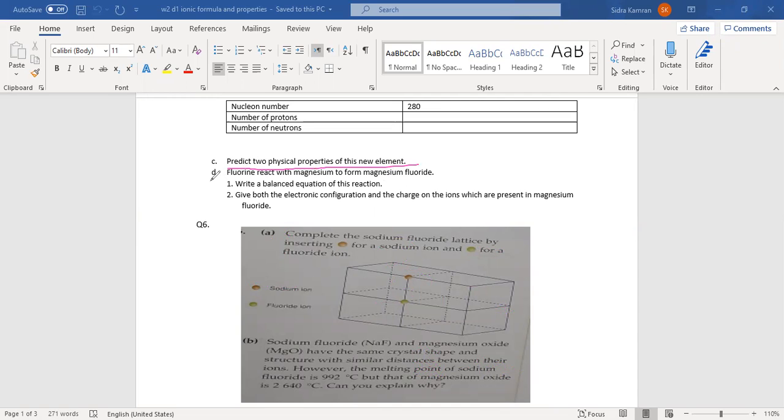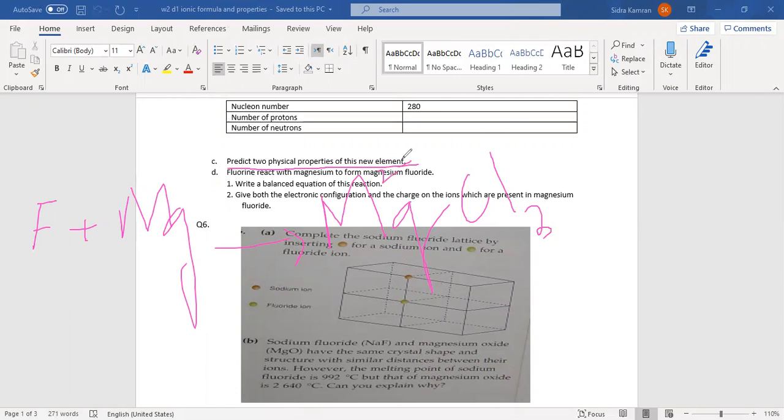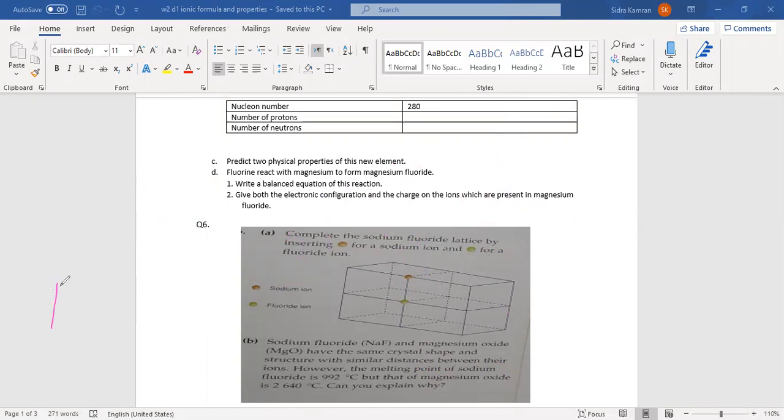Next is D. Fluorine reacts with magnesium to form magnesium chloride, MgCl2. The product will be MgCl2 because magnesium has a 2 plus valency and chloride has a 1. To balance this ionic compound, we need two chlorine atoms. So MgCl2, sorry, MgF2. This is wrong. Let's write again. Fluorine plus Mg gives not magnesium chloride, but magnesium fluoride.